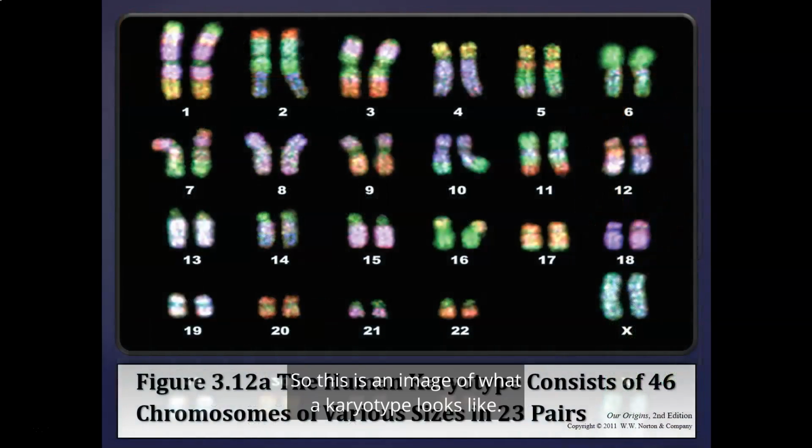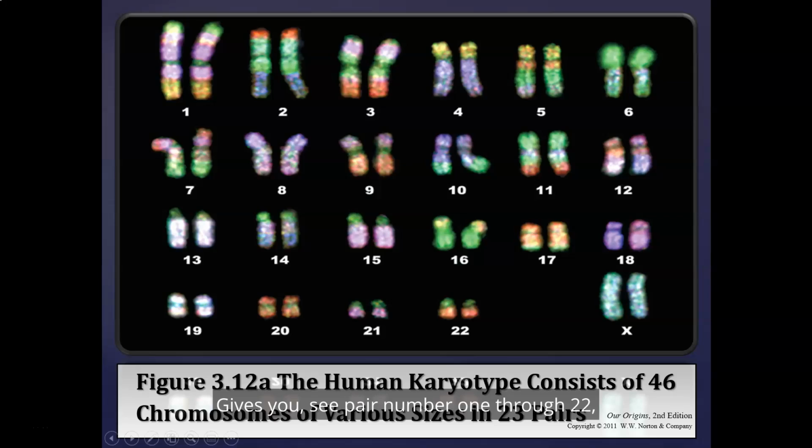So this is an image of what a karyotype looks like. A karyotype is basically a picture of your genome. So it's all 46 chromosomes or 23 pairs. This picture here is a picture of a biological female, because you see pair number 1 through 22. Those are her autosomes, and then she has 2 X chromosomes. So this is a biological female.